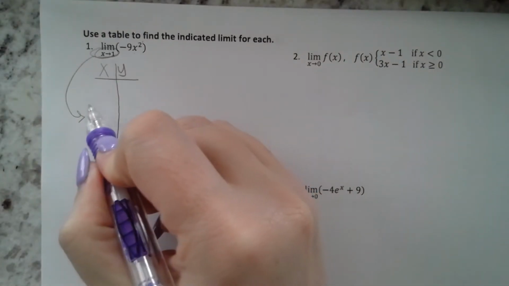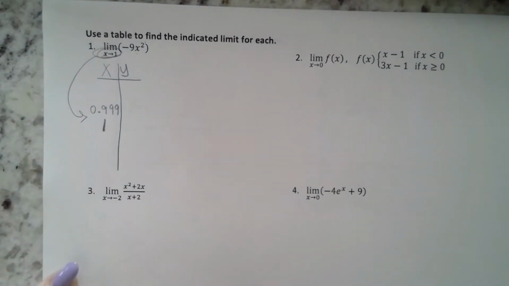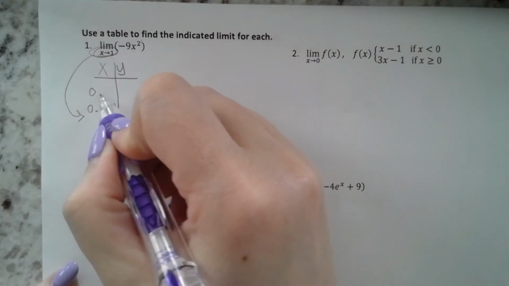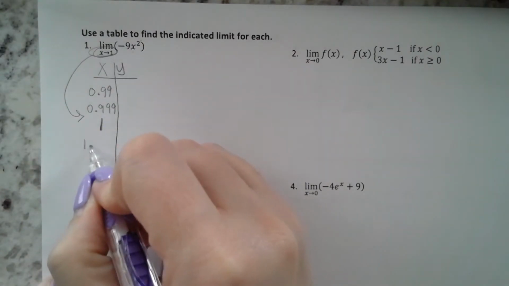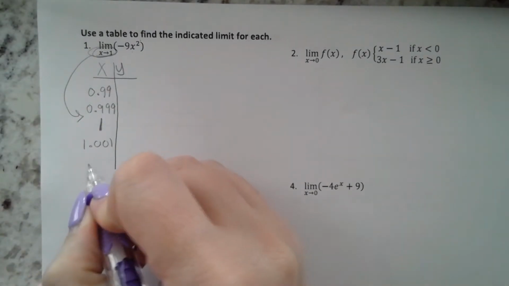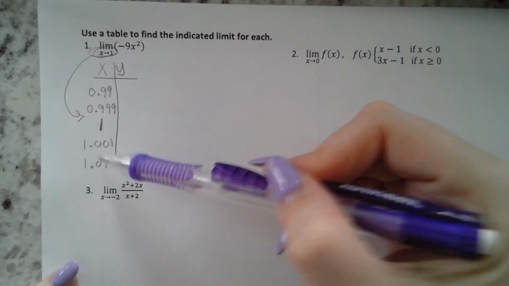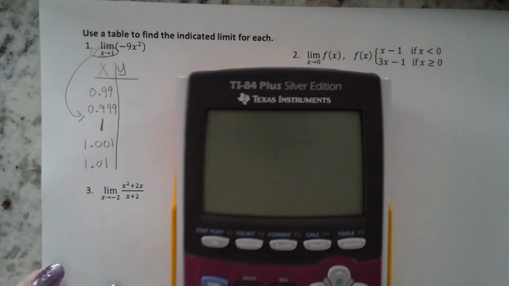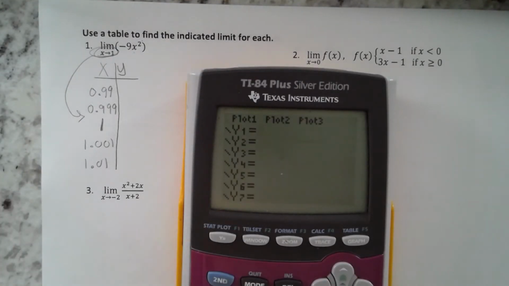Well, a number a little bit smaller than 1 would be 0.999. Even smaller would be 0.99. A little bigger than that. Okay, so now that we have this table, we're going to go to our calculators and we're going to input this into y equals. Okay, so step 1, plug the function into y equals negative 9x squared.